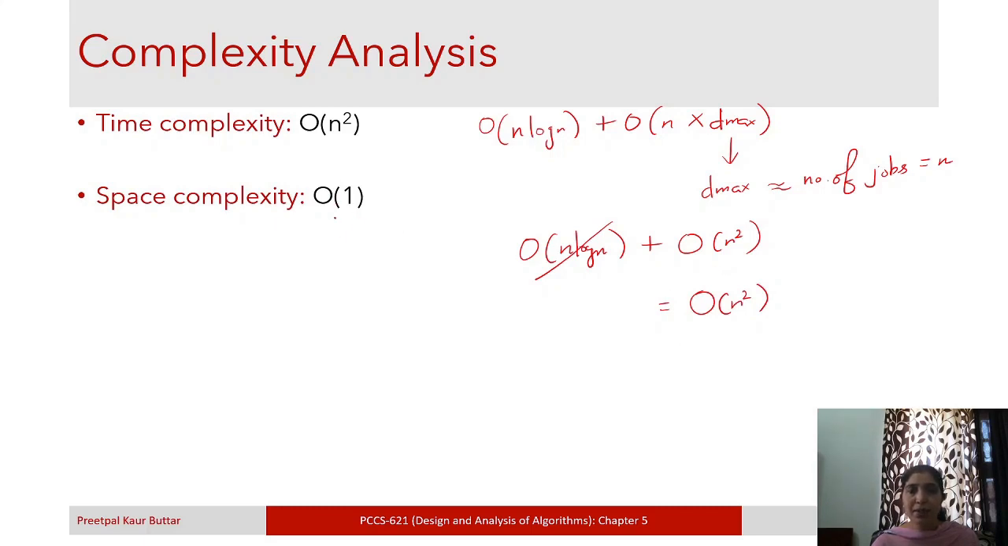And the space complexity: as we are not using any extra space, we can say that its space complexity is constant, right? So this is all about the job sequencing problem. Thank you.